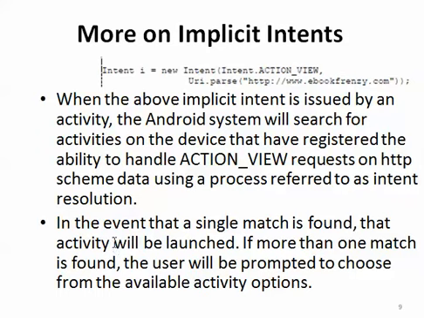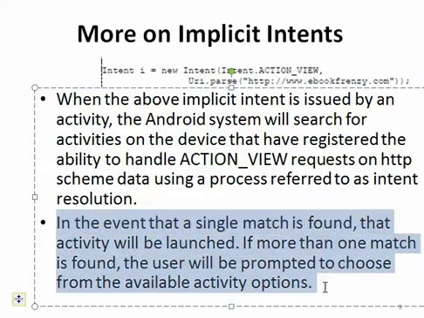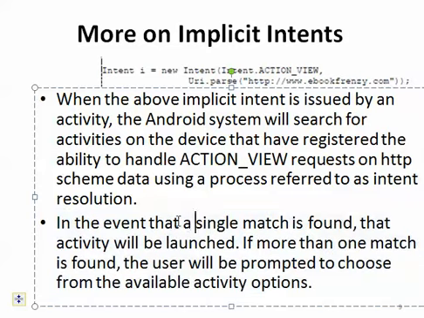And the last bullet, I think I was discussing that too. If a single match is found, then that activity will be launched. But what if there is more than one? Then the user will be prompted. The system will ask which one of those you want, like in the case of email, which email app do you want. It depends. That's something we can have with implicit intents.